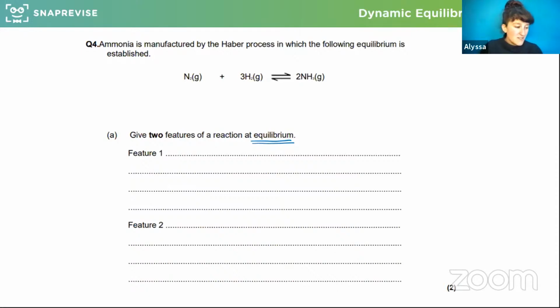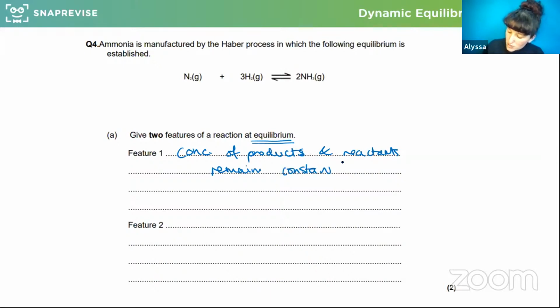Okay, so I think we have said we need to quote these two phrases that we had before. The concentration of products and reactants remain constant. And again, we do not say the same, because they're not necessarily the same as each other. They might be, but they almost definitely are not the same as each other, they just remain constant. They stay the same over a period of time.